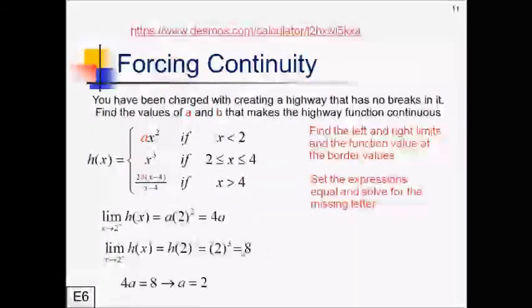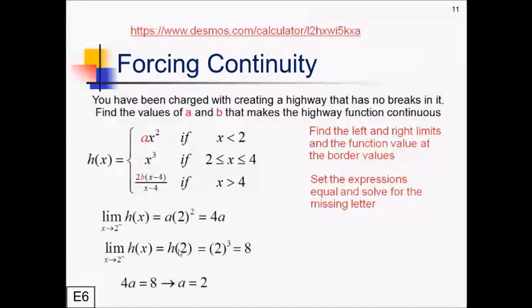Oh, by the way, you do need to include this h of 2 business in here, because if you're trying to show people that you found values that make this function continuous, well, you have to prove continuity one way or another, and that involves the function value. All right, pause the video and see if you can find the b value.